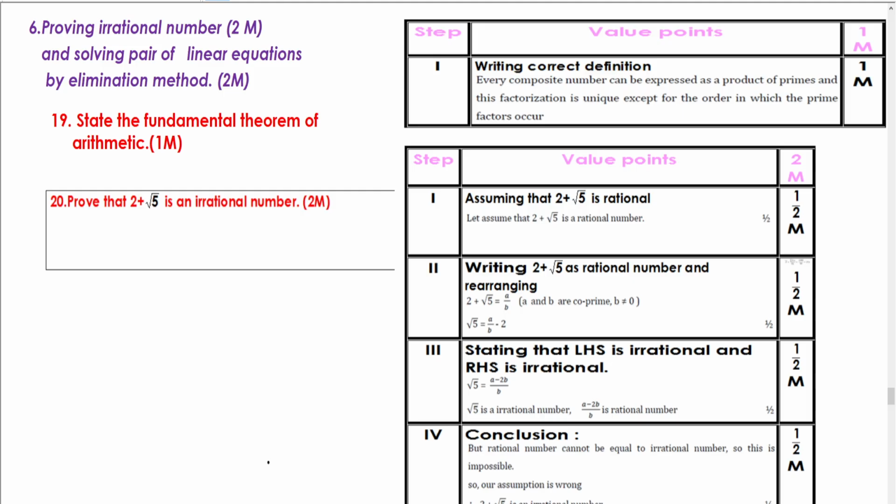Next problem, proving irrational number. Okay, problem number 19 we will start now. Appeared in the exam model paper. State fundamental theorem of arithmetic. Right? For writing the correct definition, you will get 1 mark.